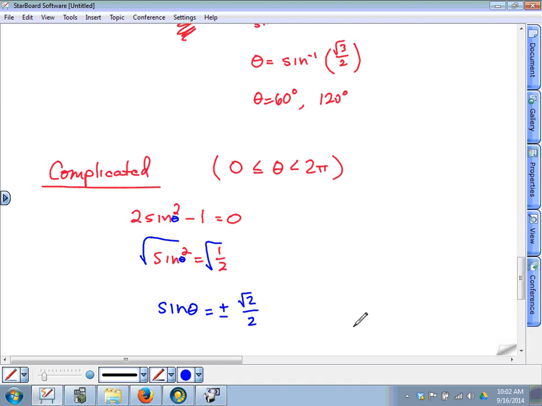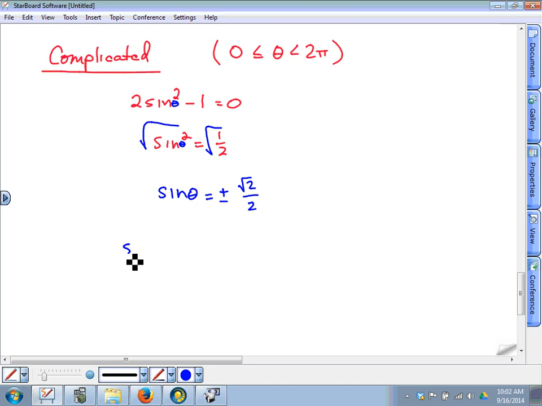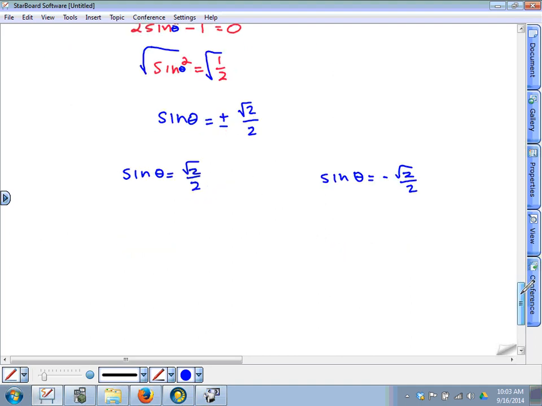So this is actually 2 equations we need to solve. So I'm going to separate this into 2 equations. We got to solve the equation sine of theta equals positive root 2 over 2, and then we got to solve the equation sine theta equals negative root 2 over 2. How is that to be done? Basically, we took what may be perceived as a complicated equation, and split it down into 2 very easy equations to solve.